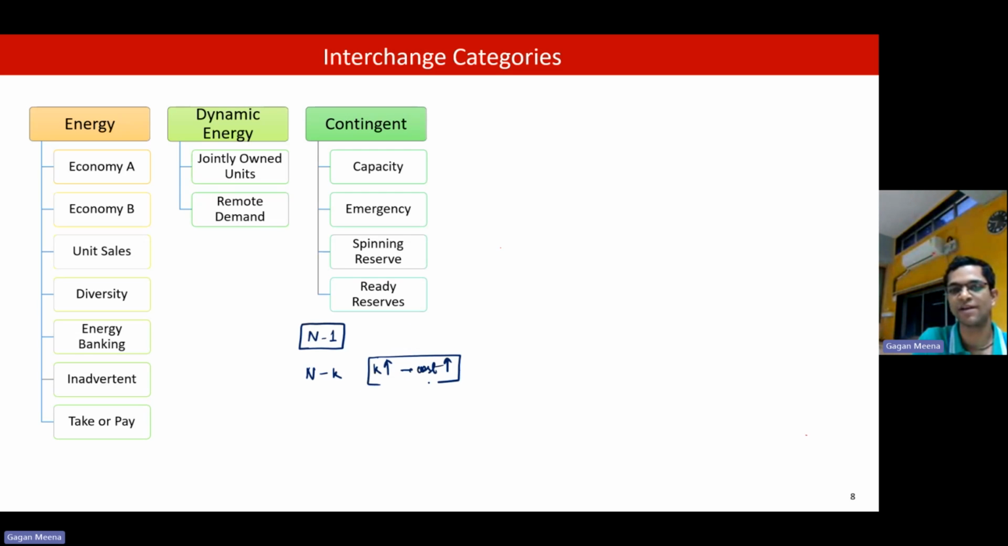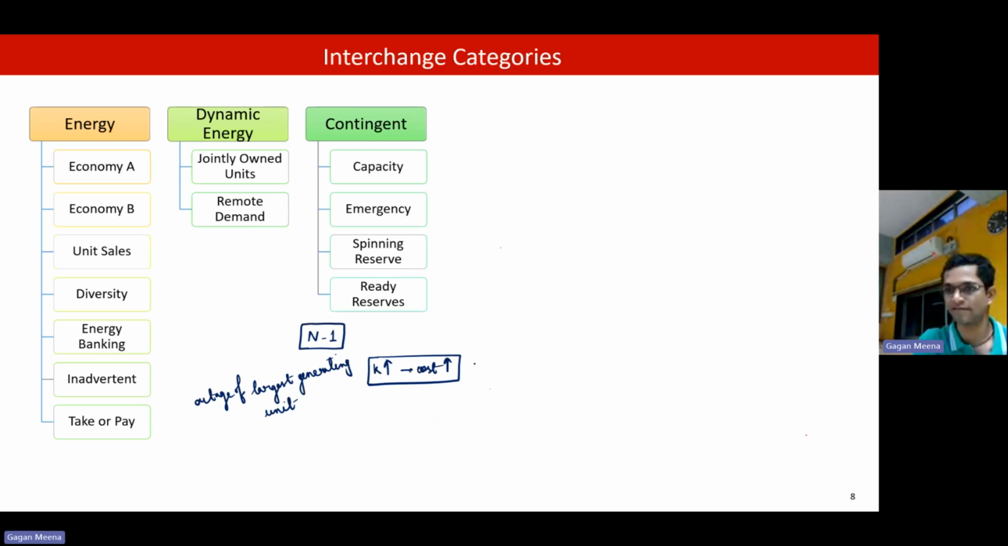The most commonly used is n minus 1, where we consider the outage of the largest generating unit. The system should at least be able to meet the outage of the largest generating unit, and it can be as high as 1.5 gigawatts in a very big grid like the Indian grid. If suddenly a 1.5 gigawatt generator, a supercritical or ultra critical thermal power plant, goes out, then the system should still be able to meet the demand.